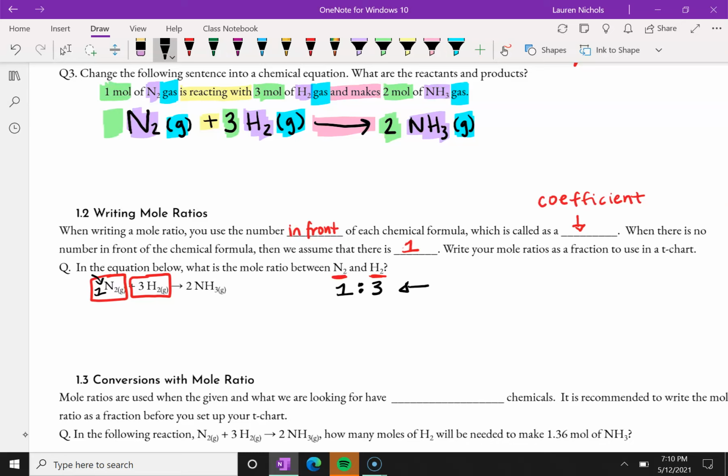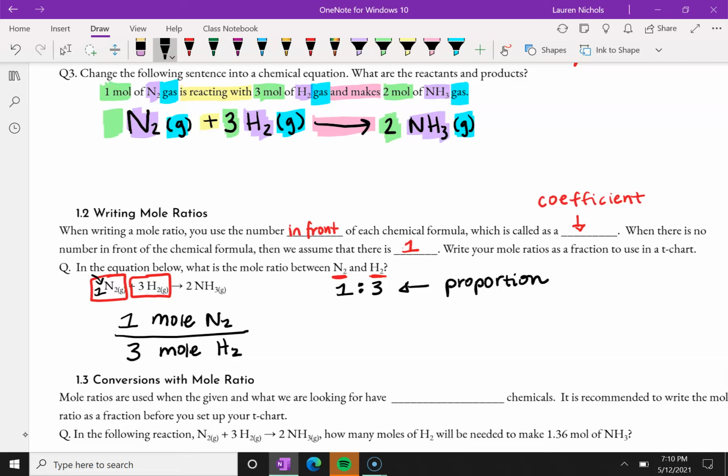When you write it in this form, that's called a proportion. And you're saying that these 2 numbers or these 2 quantities are related to one another through some way, in this case, our chemical reaction. But most of the time, we use mole ratios as a fraction. And so when we write it, we can write it as 1 mole of nitrogen over 3 moles of hydrogen.